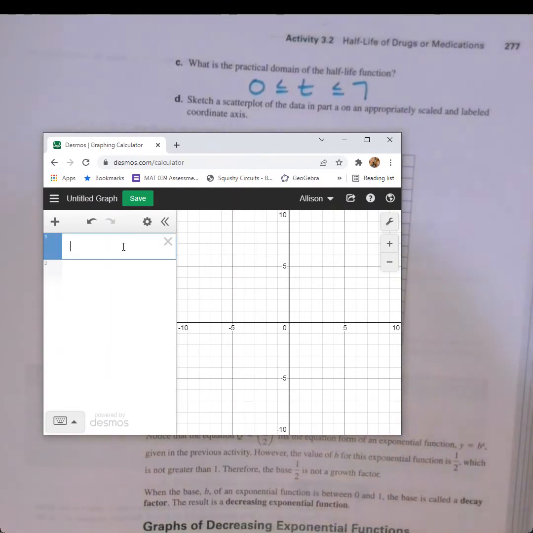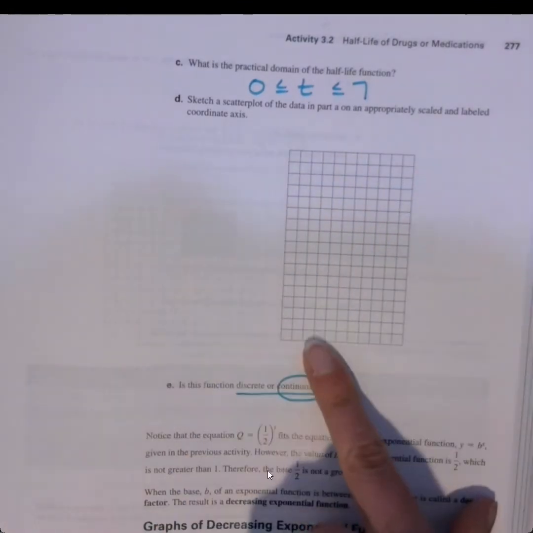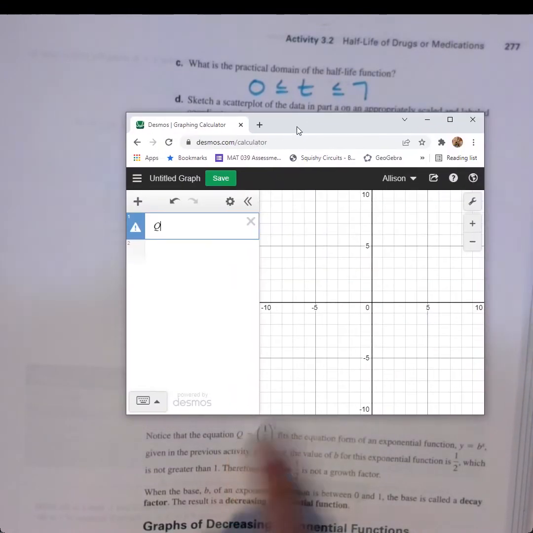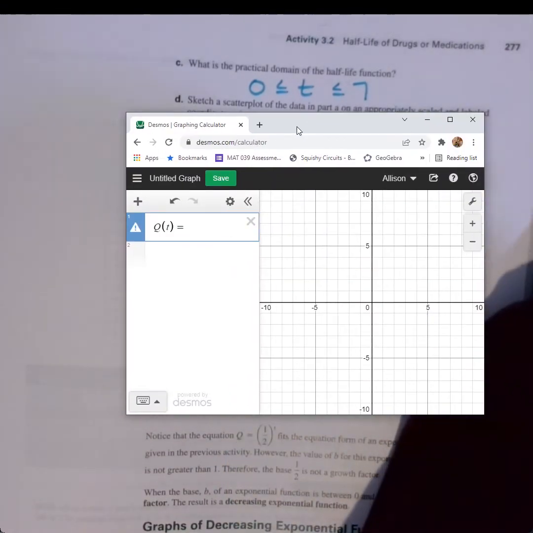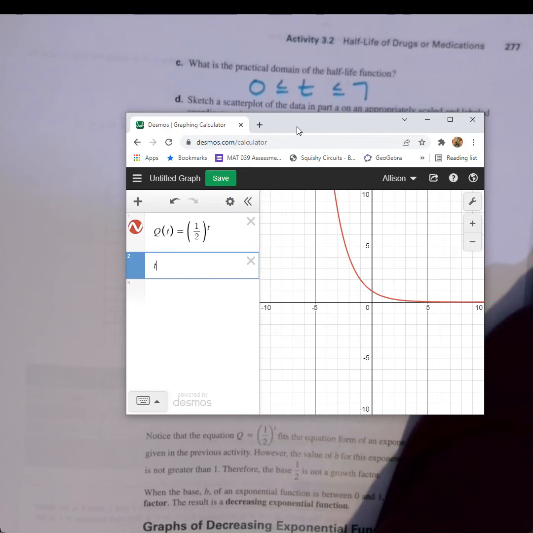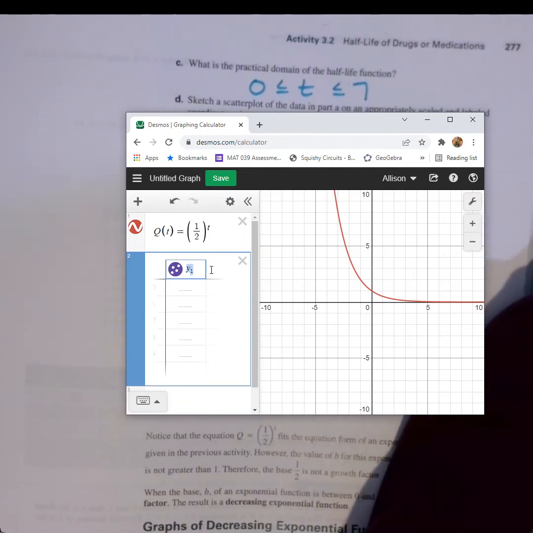So the amount of, why are they calling it Q? I don't know, but they are. The amount of Lipitor in your body, they're calling it Q, was going to be 1/2 raised to the number of days. So 1/2 raised to the T. And then we had our table that had 0, 1, 2, 3, 4, and we had our Q of X.